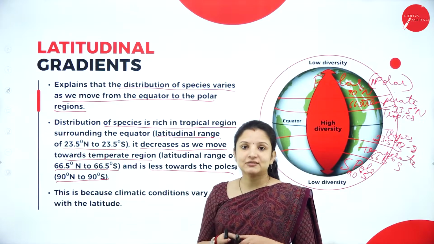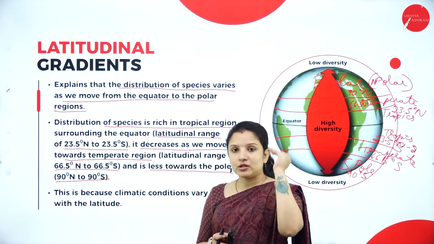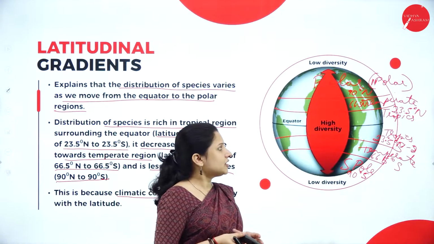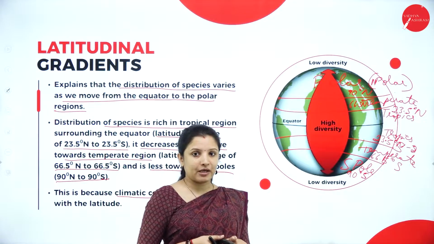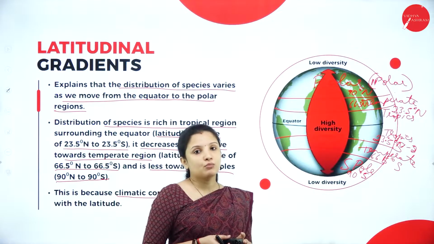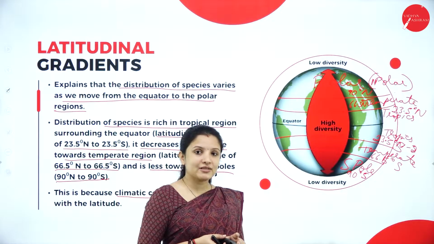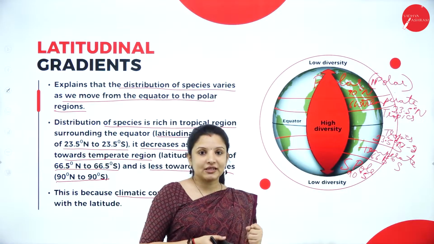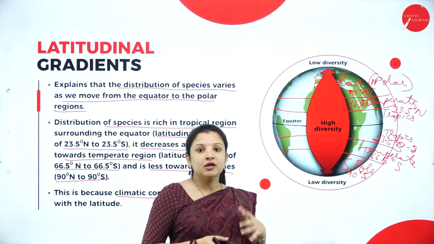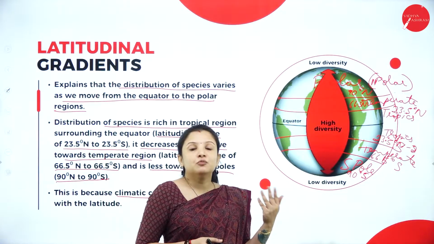So, why does this species distribution vary when we move from the equator towards the polar region? It is mainly because of the climatic condition. Tropical regions are very good in climate, wherein they have all the climate, be it summer, winter, and moderate rainfall. Therefore, the diversity of species is very high. And not just that, the tropical region receives most of the sunlight throughout the year when compared to the temperate or the polar region. So, more amount of sunlight means more number of plants. More number of plants means more number of herbivores.